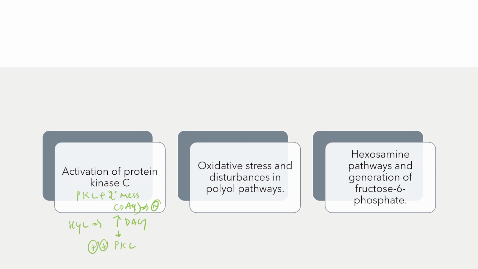So what happens? There will be increase of VEGF, increase of TGF beta, like we saw in the first mechanism. So what does that lead to? In total, that leads to diabetic microangiopathy.